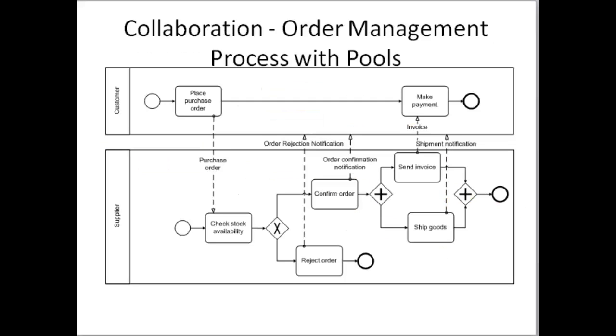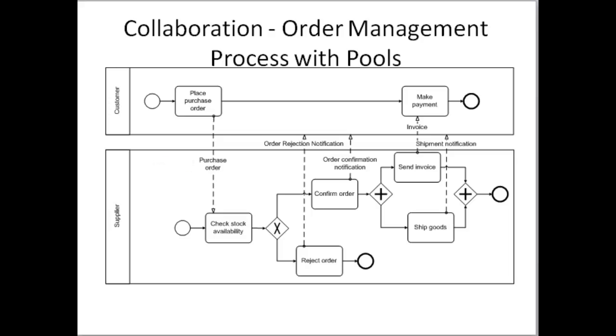Expanding on the order management process, we will now look at a collaboration. A collaboration depicts the interaction between two or more business entities. A collaboration usually contains two or more pools representing the participants in the collaboration. The message exchange between the participants is shown by a message flow that connects two pools or the objects within the pools. The messages associated with the message flows can also be shown.